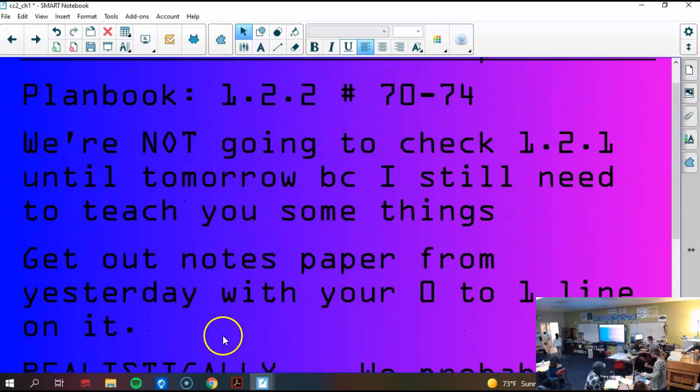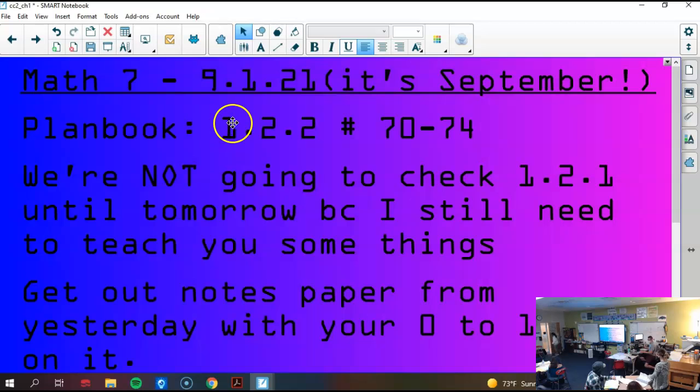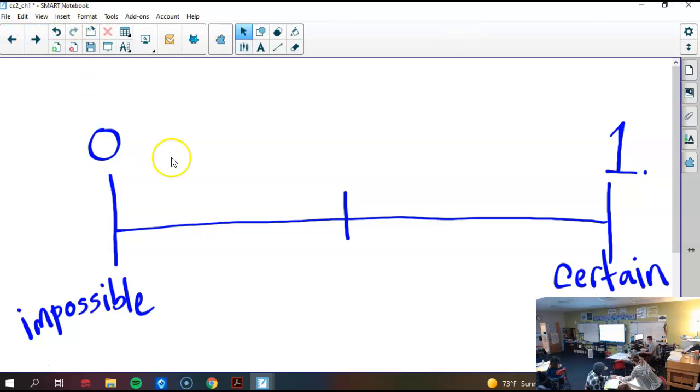So we're just going to keep working as quickly as we can, but not quicker than we can, right? That's not realistic. So if you want to do 70 to 74 today, sweet. If you still need to finish 1, 2, 1, do that. You should have this on your paper from yesterday.